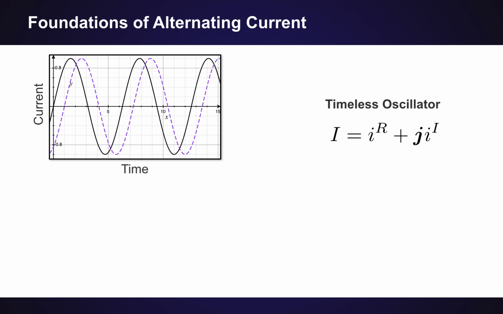So it's the real part of the current plus this imaginary number times the imaginary part of the current. It's a concept we have made up, but it will be very useful for our further analysis. Just to make it clear, capital letters in these presentations are going to represent complex numbers, and lowercase letters are going to represent real numbers.